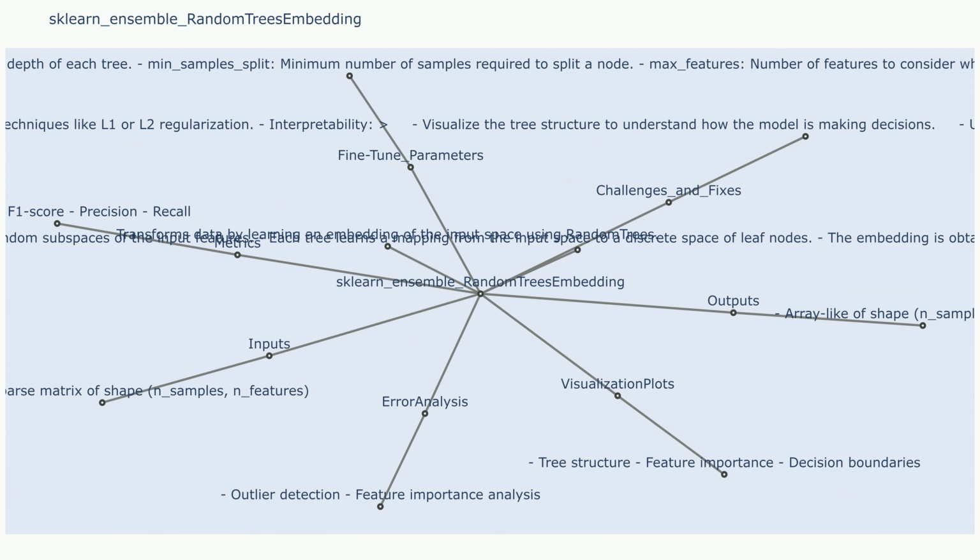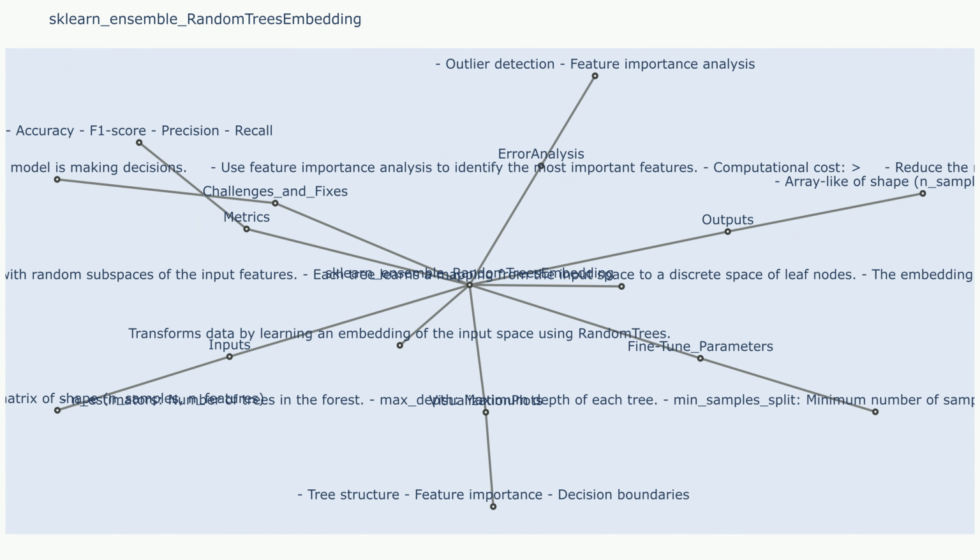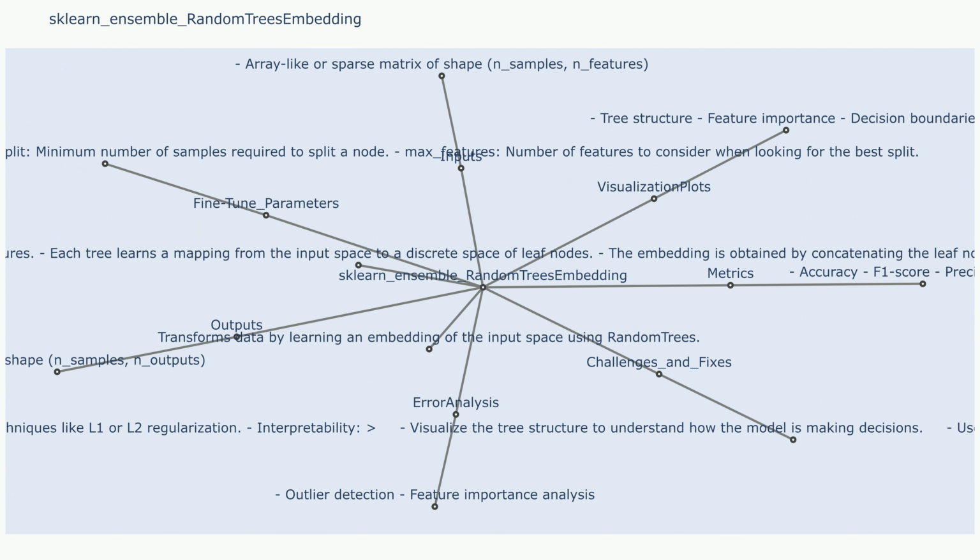Sample use case that resulted in challenge 1. A random trees embedding model with a large number of trees and a high maximum depth was trained on a dataset with a small number of samples. The model overfitted the training data and performed poorly on the test data. Fixes to challenge 1. Use cross-validation to select the optimal number of trees and the maximum depth of the trees. This can help to prevent overfitting.